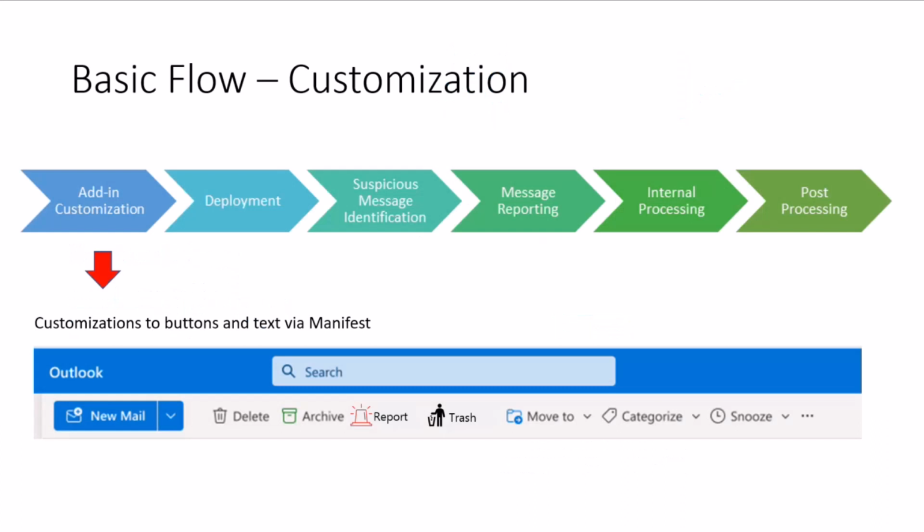Now I'll talk through a little bit of what options you have and what this looks like. First off, you'll begin with customizing your add-in. You can customize the buttons and the text in the manifest to make sure that your add-in looks the way that you want it to. There you've got a little example: you could add a phishing button and a junk button if you wanted to differentiate that to help the users understand which is which.